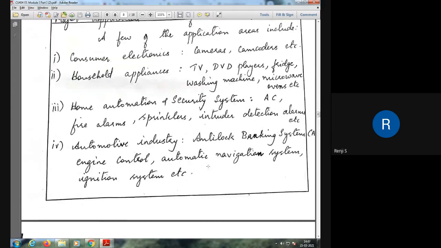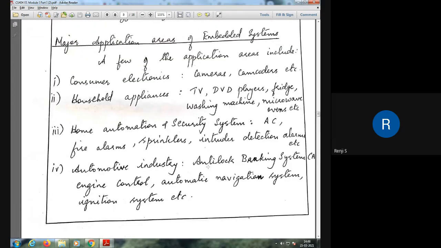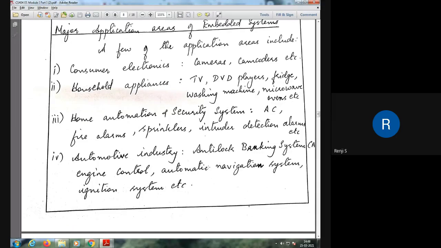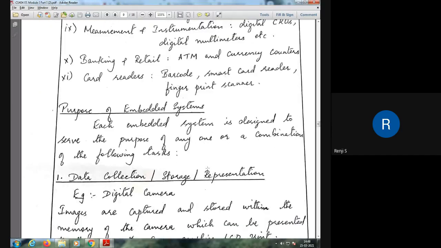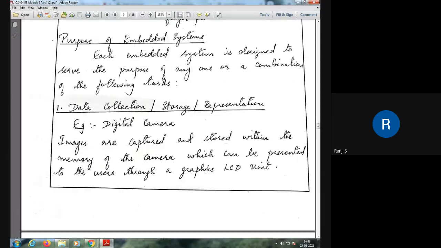What I'm discussing now are the general questions that can be asked from the embedded systems subject. So these are the general questions that could be asked. The next is the purpose of embedded systems. Again, an important question: the purpose of embedded systems.